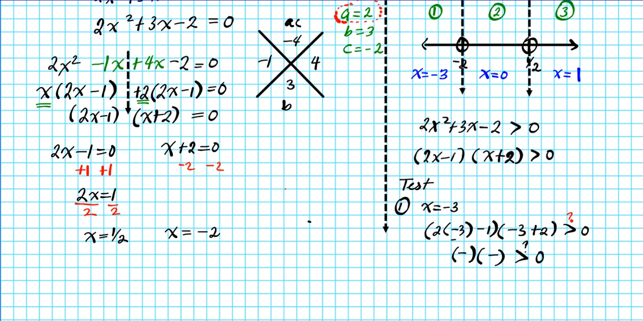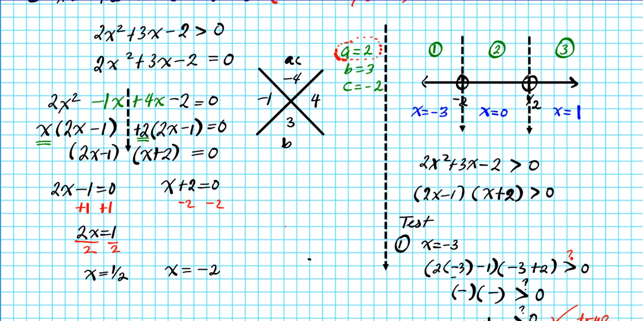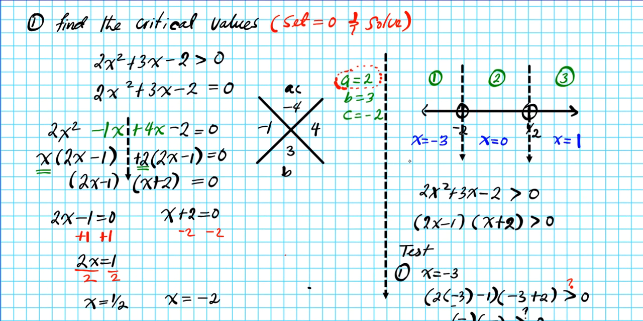Minus times minus is plus. Is plus greater than 0? The answer is yes. This is a true statement. Remember, we're just comparing it with 0. If it's positive, then it's true. If not, then it's false. Now we know that interval 1 is good because we have a positive sign, and positivity means that the result is greater than 0.